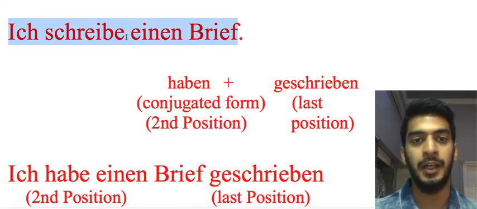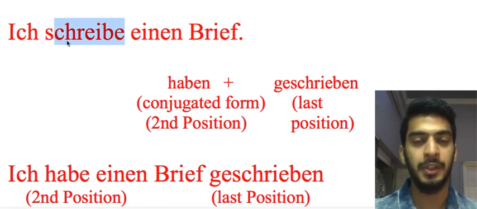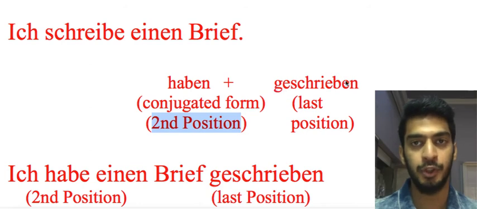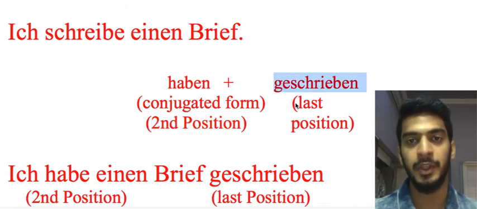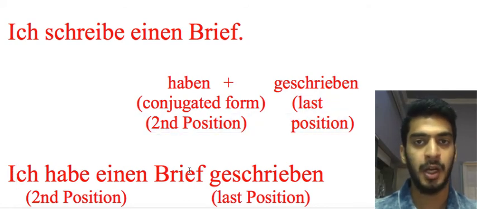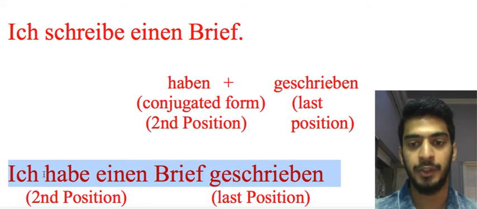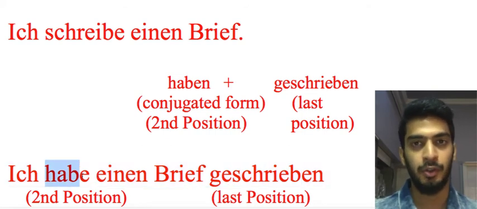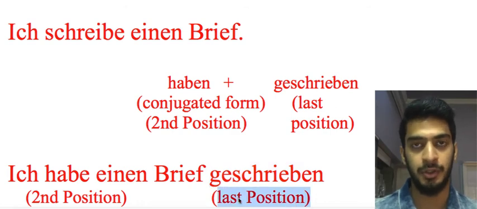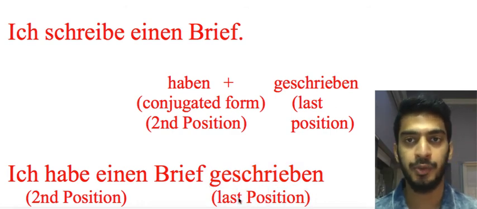Ich schreibe einen Brief. The verb schreiben contains no movement. Again, use the haben form, conjugate the same verb and write it at the second position. Then the perfect form geschrieben, write this verb at the last position. Ich habe einen Brief geschrieben. Habe is the conjugated form of haben with the pronoun ich. The verb is in second position and geschrieben, perfect form, last position. Ich habe einen Brief geschrieben.